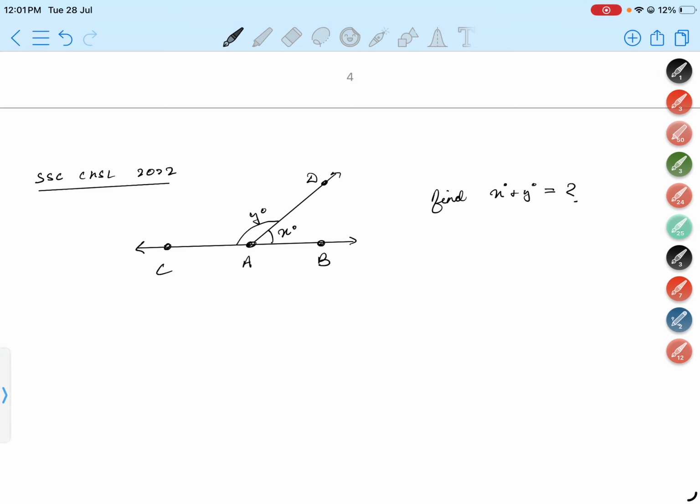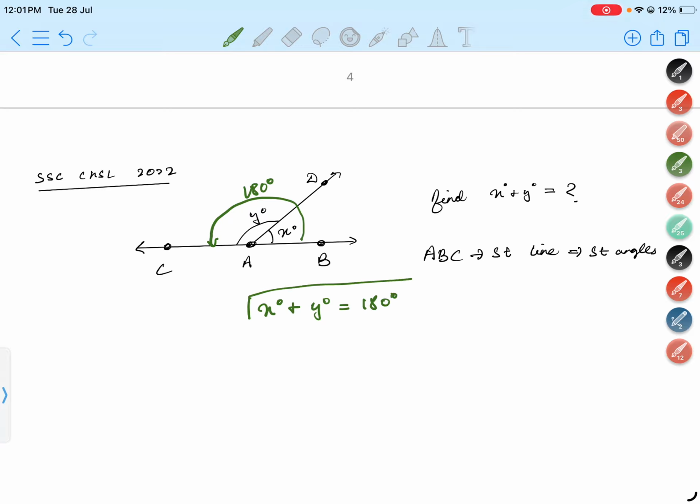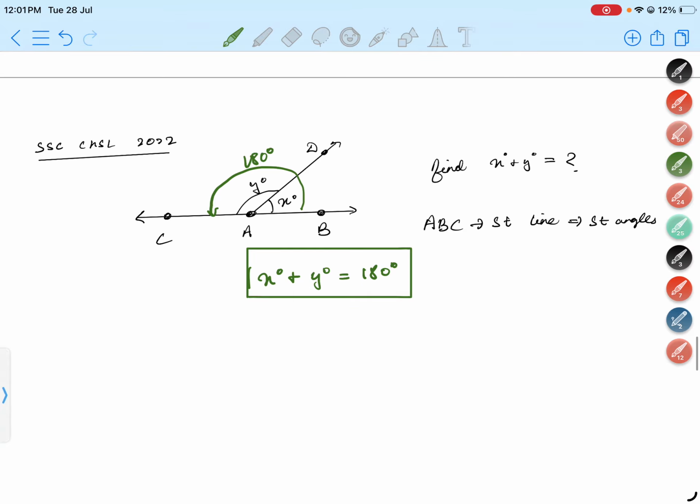So as we can see that ABC here is a straight line, and straight lines make straight angles. So if I consider this entire angle, this would be 180 degree. So angle X plus Y, this sum would be 180 degree. We had a very specific name for this type of angles. These are known as supplementary angles.